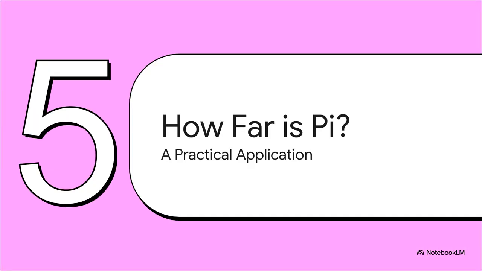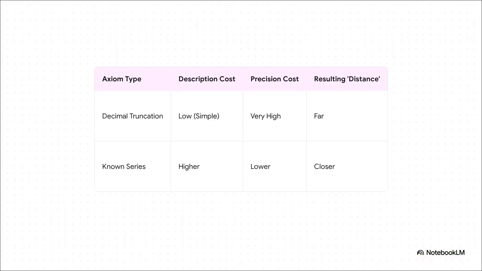So, let's bring this all back home. We started with that weird question, and now, finally, we have the tools to give it a real answer. Let's actually calculate the informational distance to pi. Okay, check out this comparison. Let's try two different ways to get to pi. First, just chopping off the decimal. Super simple idea, right? So it has a very low description cost. But its precision cost is insane because the numbers it needs get huge fast. So the total result? It's actually informationally very far away from pi.